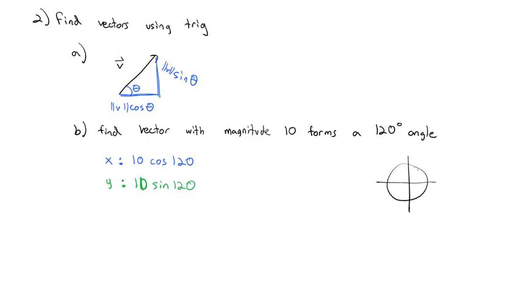So if we draw our little unit circle on here, a 120-degree angle is right up here. It's the same as 2 pi over 3. So the x-coordinate is negative 1 half, and the y-coordinate is root 3 over 2. So 10 cosine of 120 would be 10 times the x-coordinate of negative 1 half. Our x-component is negative 5. For the y-coordinate, the sine of 120 is the y-coordinate of root 3 over 2, which gives us 5 root 3.